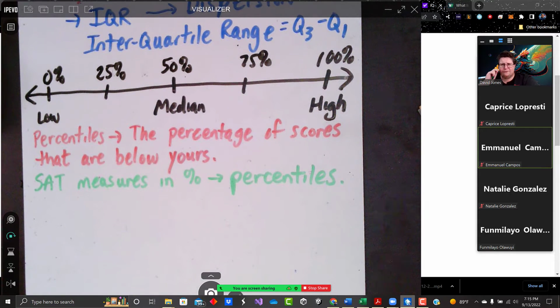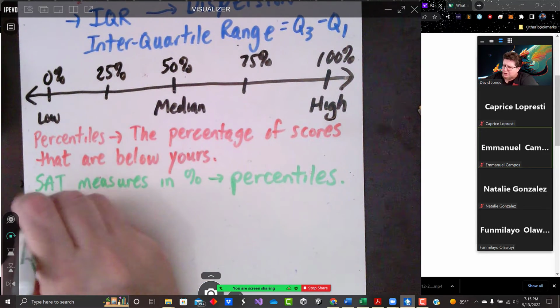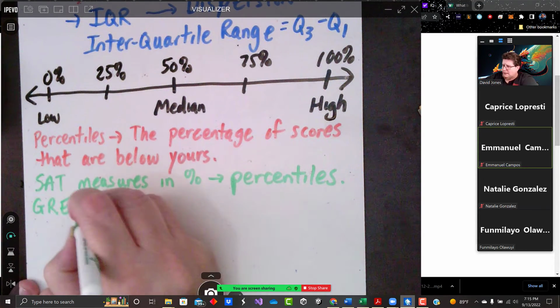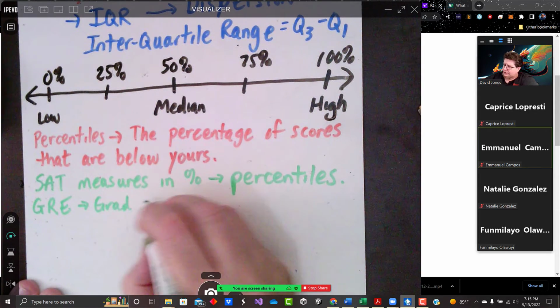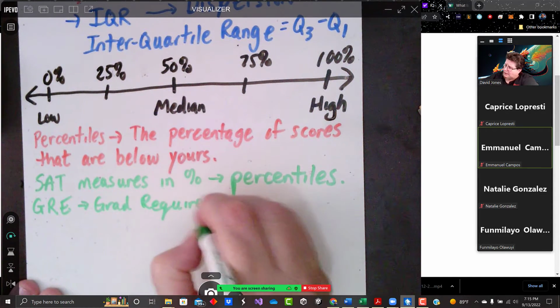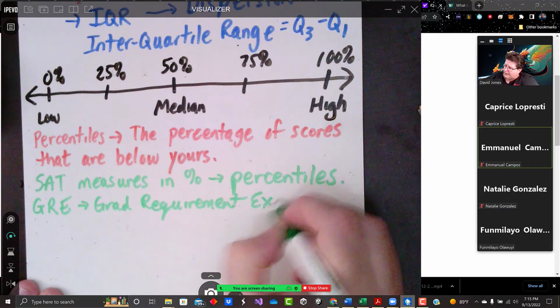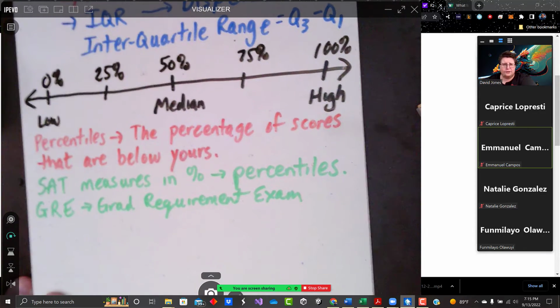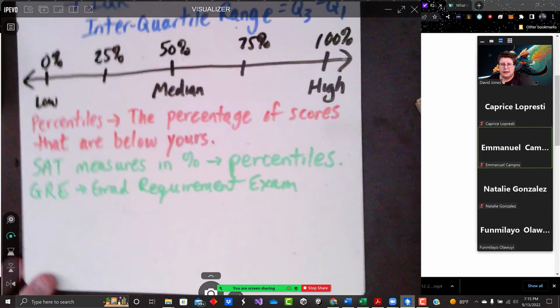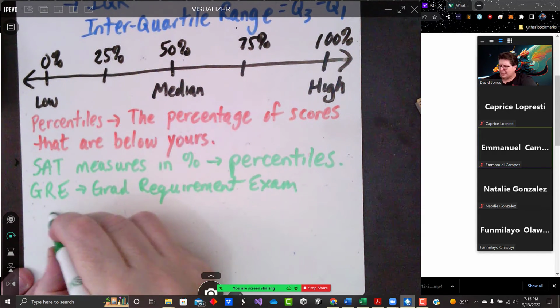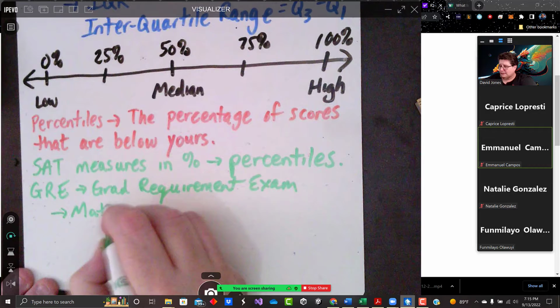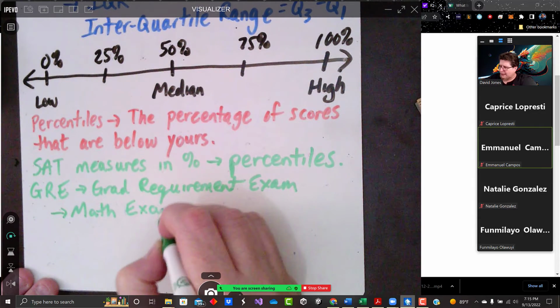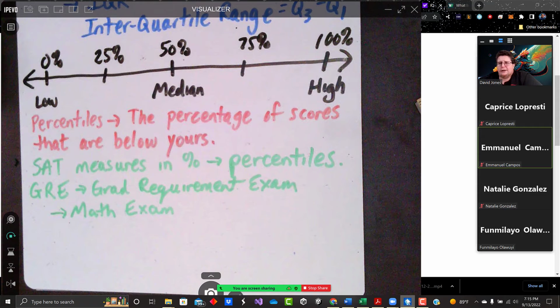Because it's hard to compare via tests. The GRE, the Graduation Requirement Exam, if you want to go to grad school, does the same thing. Some subjects have specialized scores or specialized tests, like there is a GRE for the math exam, GRE math. That's what I took when I went into grad school. I didn't need to take the regular GRE. They only cared how good I was in mathematics.